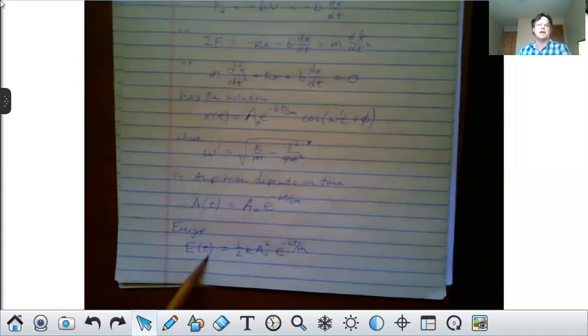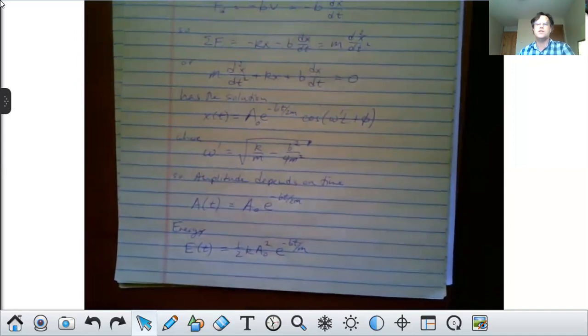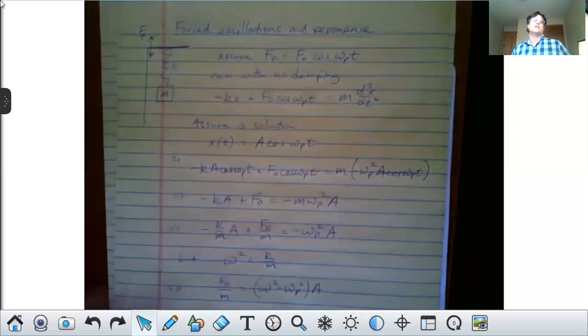We could also calculate the energy as a function of time. Just plug it into our 1/2 kx squared, and you get this expression. Again, there's an exponential decay with time of the energy from its maximum starting value. Okay, so those are our damped oscillations. Now we can consider another situation. What if you have a forced oscillation?